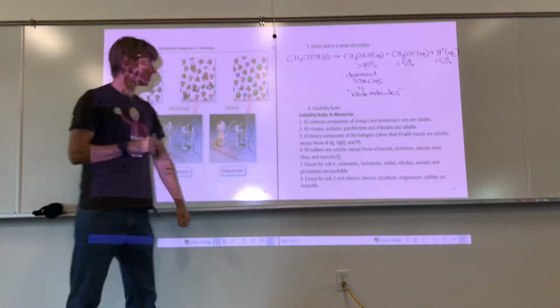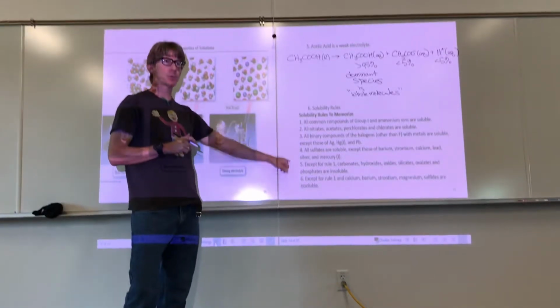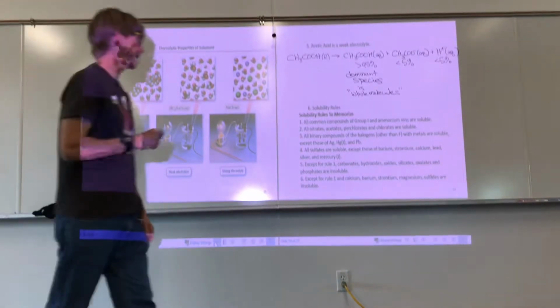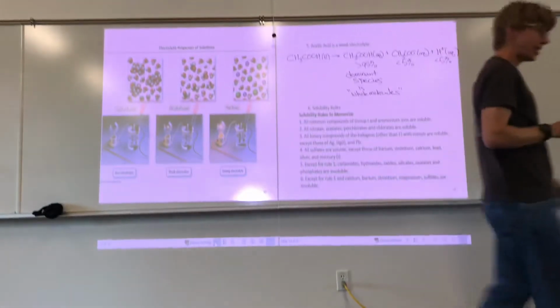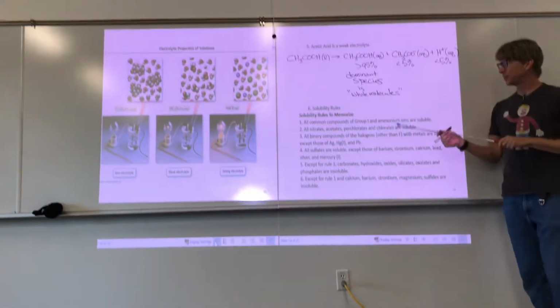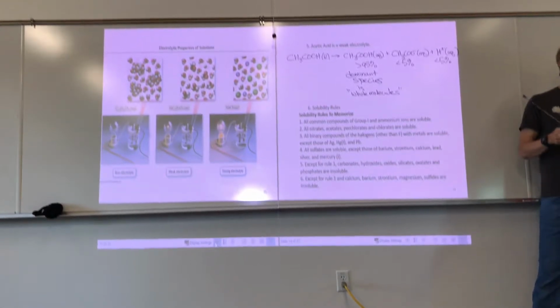Now, solubility rules to memorize. We talked about this last time. Start at the top and work your way down. All common compounds of group 1 and ammonium ions are soluble. All nitrates, acetates, perchlorates, and chlorates are soluble. Know rules 1 and 2 very well, and that will help you.